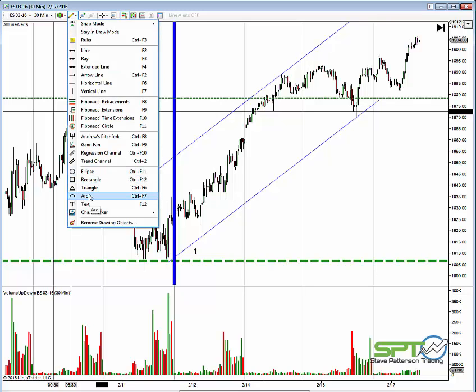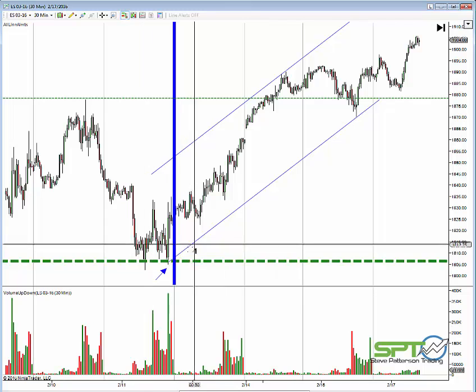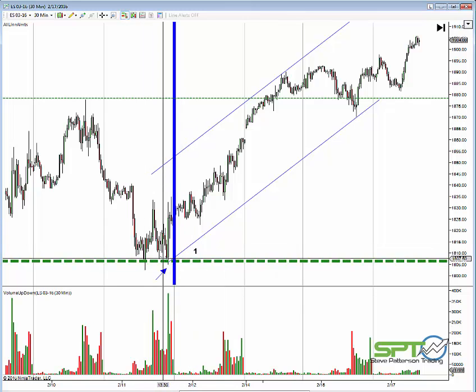Oh, I can do an arc. That looks pretty cool. I'll have to play with that later on. Here's our entry right here. Let me get an arrow. Our entry's right here with our one lot, okay? So we've got into our trade right here for whatever reason we've decided to get into a trade.